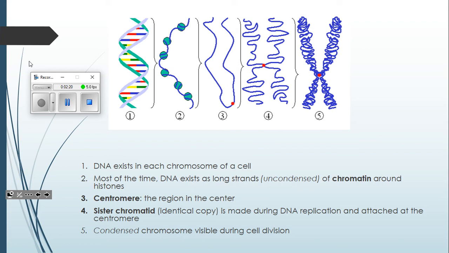Most of the time, like in picture number 2, DNA exists as really long strands, which we call uncondensed DNA. Really long strands of uncondensed DNA called chromatin. And they are twisted around these little proteins called histones. So these little green tennis ball looking things represent a protein. These are just modeling representations. This isn't a microscope picture of what they actually look like, just to give you an idea. The blue line is the DNA.